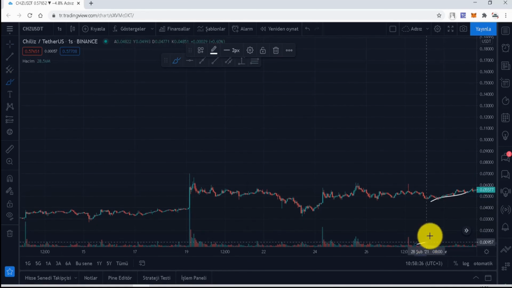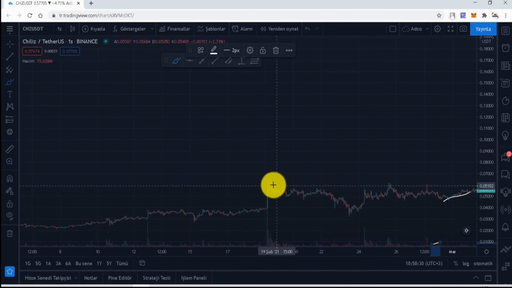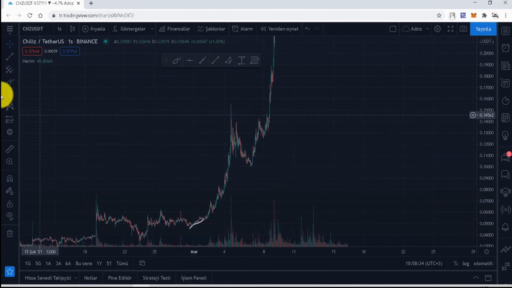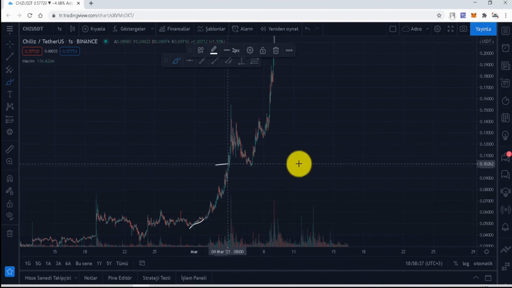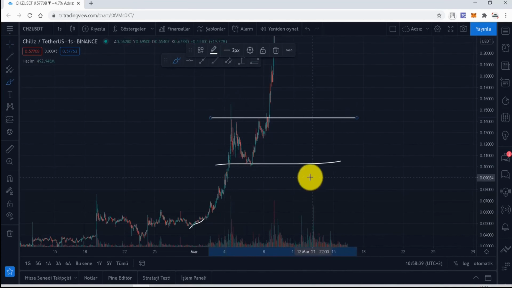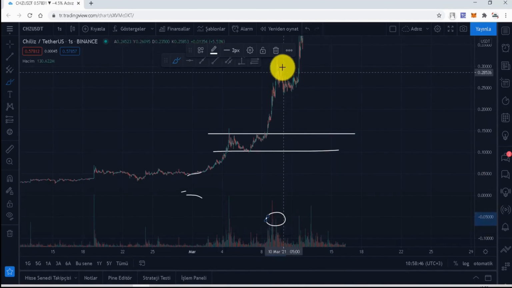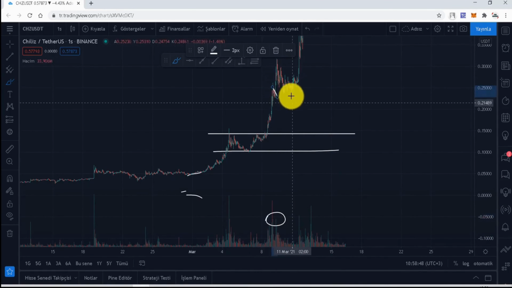So, we can think that the real price is not this at such low volumes, but that it is at high volumes. Look, the volumes have increased here and returned to the real price. Therefore, we definitely trade at high volumes. We analyze the charts at high volumes. Look, here we see that when there are high trading volumes, it has started to decline again.